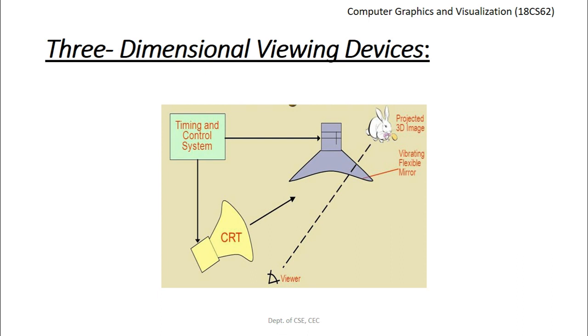So in this video session, we discussed the working of the CRT, the types of CRTs, the techniques used in CRT, the difference between random scan displays and raster scan displays, flat panel displays, the different types of flat panel displays, what we mean by non-emissive displays and emissive displays, and lastly 3D viewing devices. With this, let us conclude this video session.